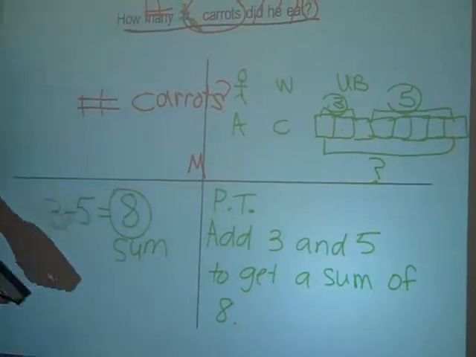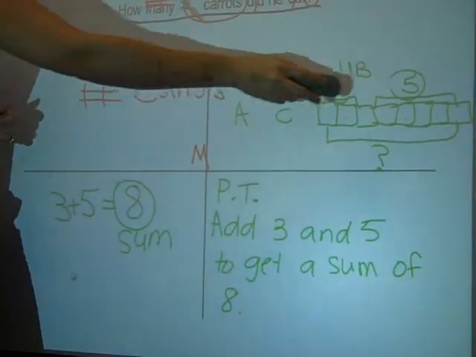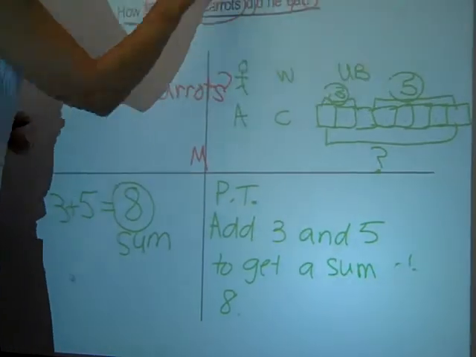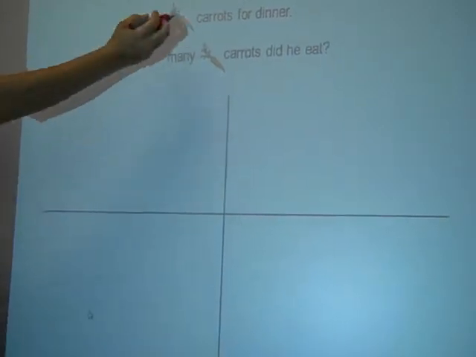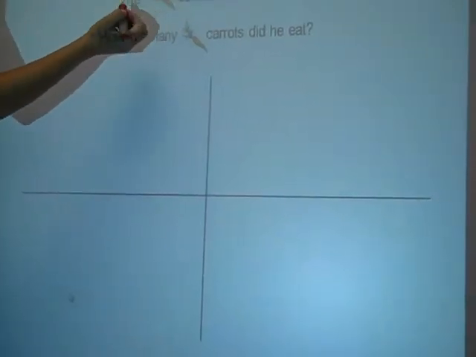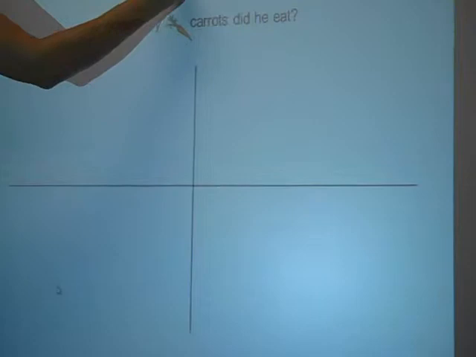And really quick, is it okay if I erase this? Everybody's good? Okay. So really quick, let's just say that it was Andre ate 3 carrots and, I don't know, 5 potatoes. Okay.